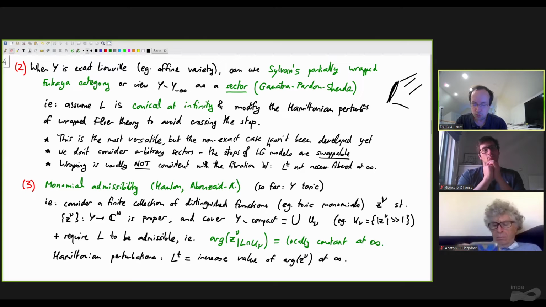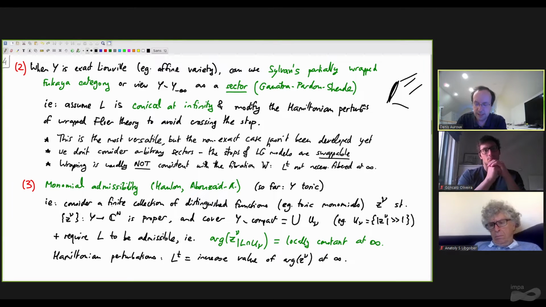And then the third viewpoint, which is probably the more ad hoc and less developed one, but it's the one that gets to the results I want to explain. So that's the one I will insist on and inflict on you, is currently called monomial admissibility, but that's probably because so far it's only been developed in cases where the total space is toric. And so there I'm thinking of monomial functions on a toric manifold. But in principle, this should have generalizations.